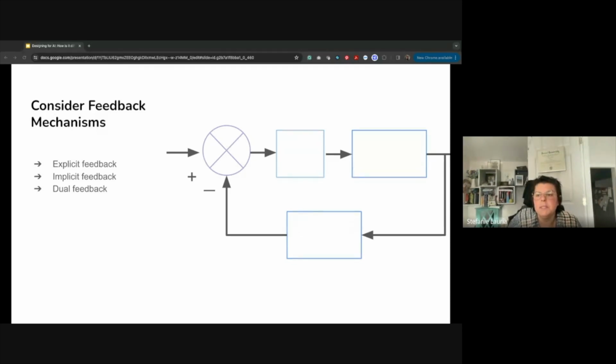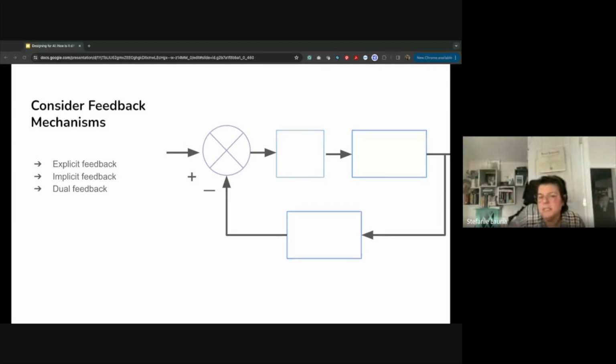And then, of course, dual feedback is when you're implementing both of them together, right? So again, if I go back to the example of the chatbot, the thumbs up, thumbs down is the explicit feedback, but then you can always go back and take a look at the conversation that's happening between the bot and the user. Because a lot of the time, what the user says and what the user does are not necessarily the same thing, right?